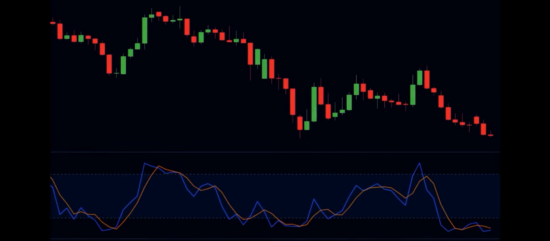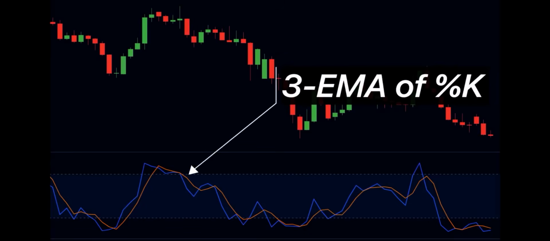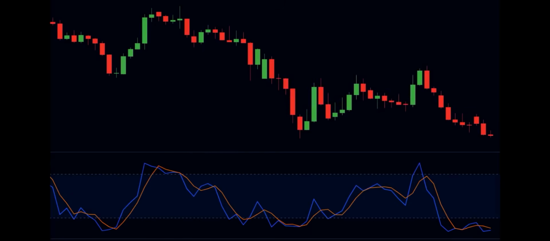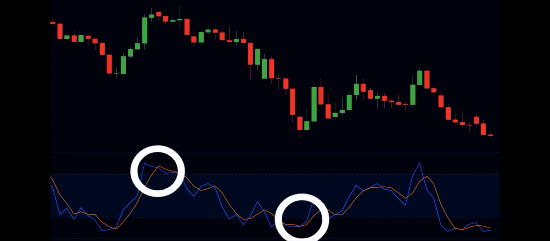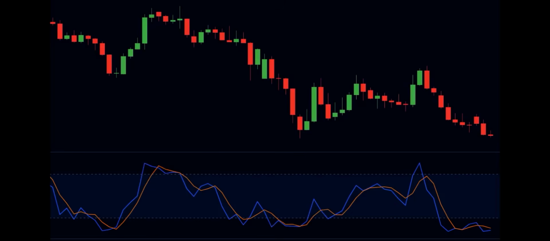On the Indicators tab, we have two lines. The blue line here is the %K line, and the orange line is the %D line. The blue line is the actual stochastic line. It shows us the actual value of the stochastic. The orange line is simply a 3-period moving average of the blue line. Some traders like to use the crossovers of these lines to determine entry and exit points in their strategy. We will cover these crossovers later in this video.